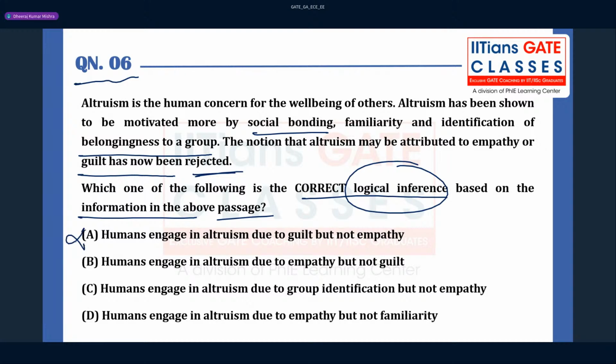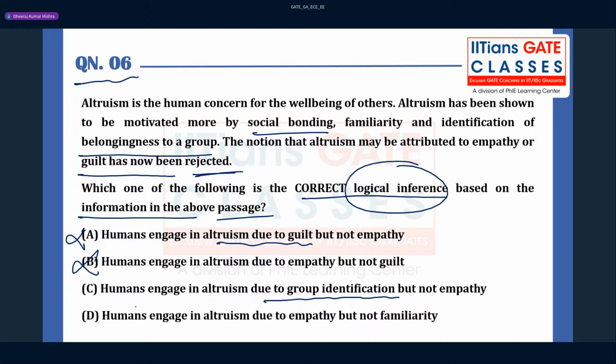Okay, that is the statement that you can always ignore, where some kind of truth is given according to you. What they are saying is humans engage in altruism due to guilt. What is this? But not empathy. Humans engage in altruism due to sympathy, but not guilt. What is this? This is the fact they have given. Humans engage in altruism due to group identification, but not empathy.